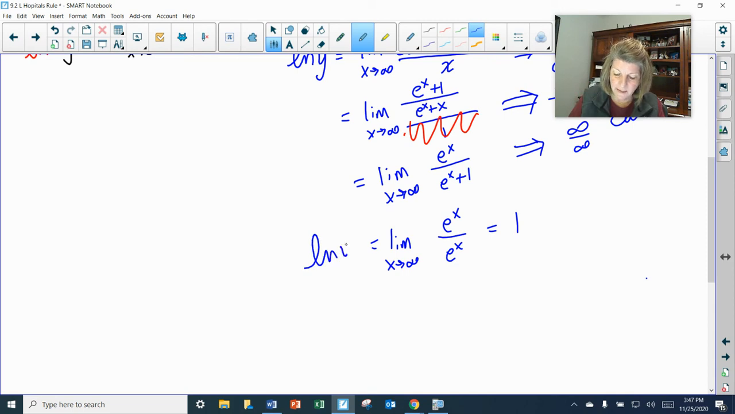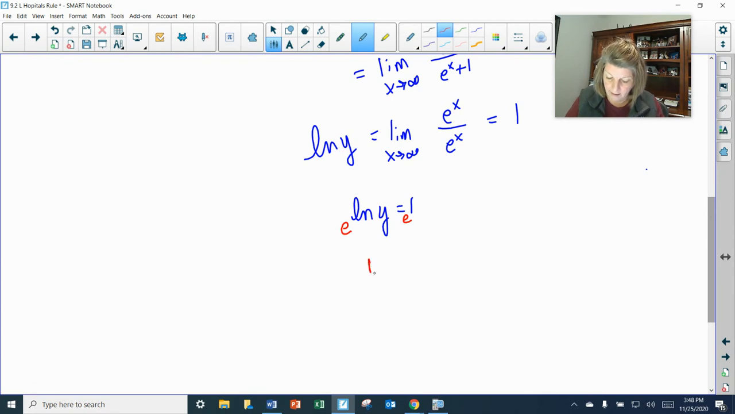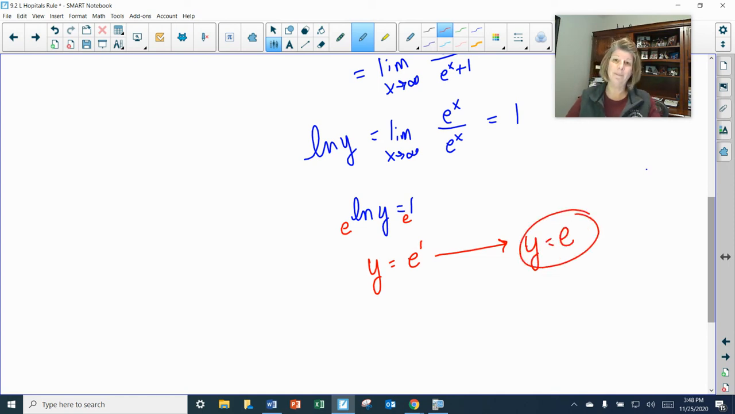But that is not quite our answer, because remember the left side is staying as natural log y. I want to know what y equals, not what natural log y equals. So this was natural log of y equals 1. And we would have to e both sides to release the y. And that gives us y equals e to the first, or my limit is e. That was a clever one.